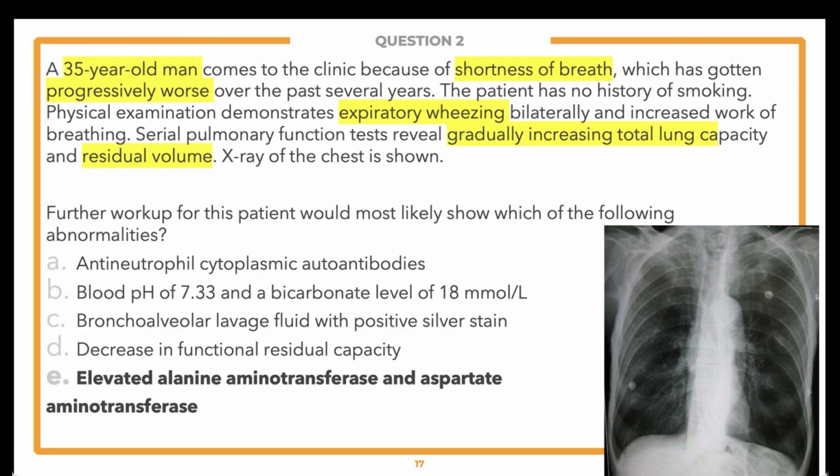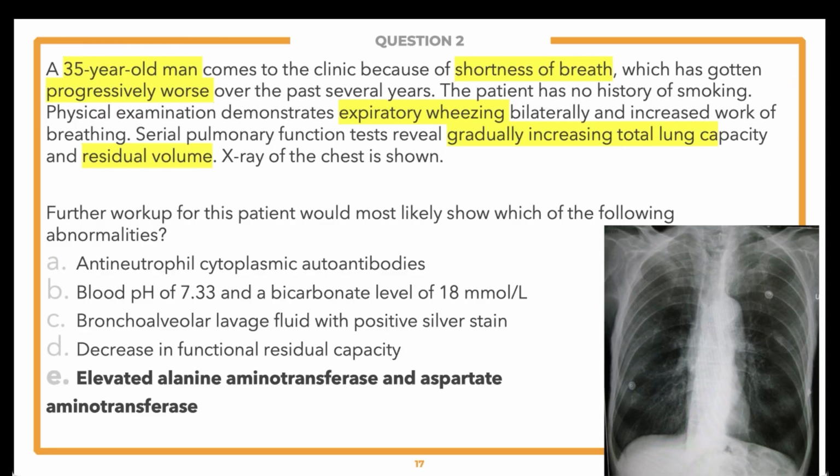How does that relate to the answer? Where does the patient getting COPD at a young age due to alpha-1 antitrypsin deficiency lead to option E being the correct answer with elevated ALT and AST? Well, we know that alpha-1 antitrypsin is originally made in the liver.